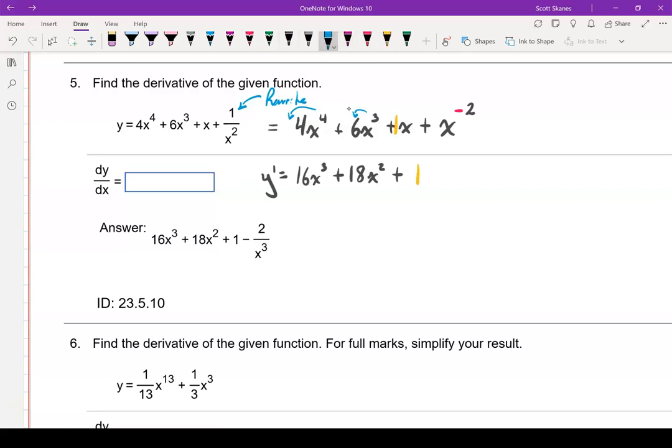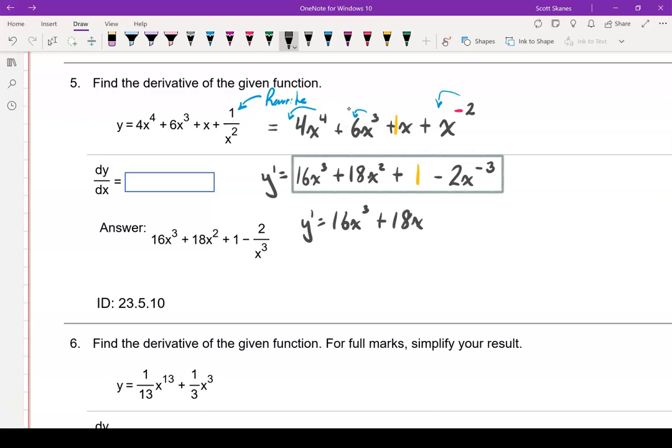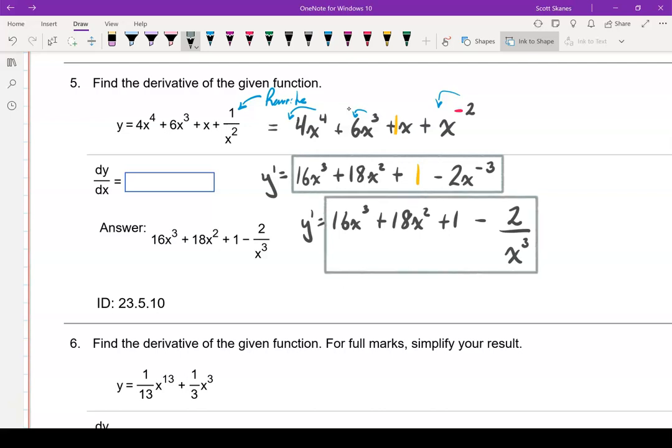And then here the 2 comes down, gives us a negative 2, and reduce the power by 1 is negative 3. So this is actually fine the way you see it here if you wanted to end here, but you could also end it like this, where the 2 stays on top and the x comes down as a reciprocal and you change its sign again. Both of these are perfectly fine. No need to rewrite it if you don't want to.